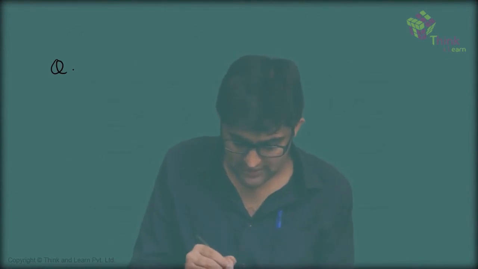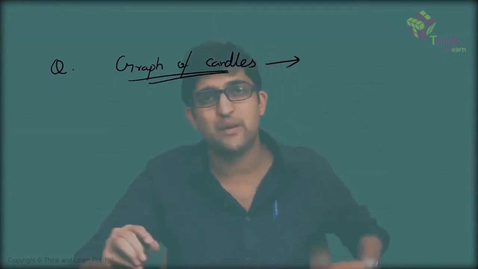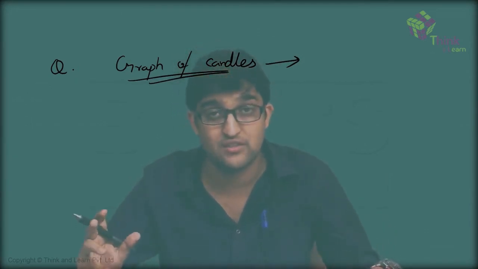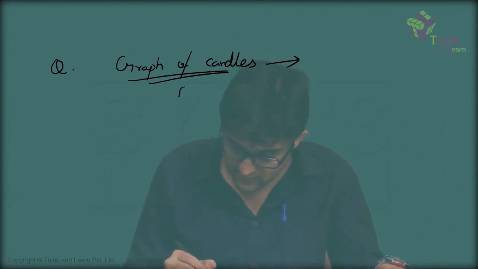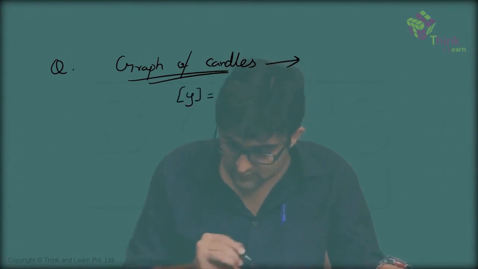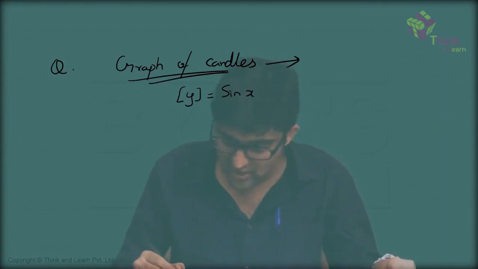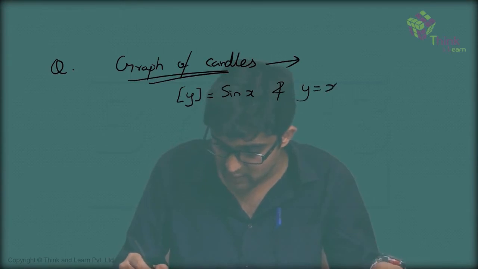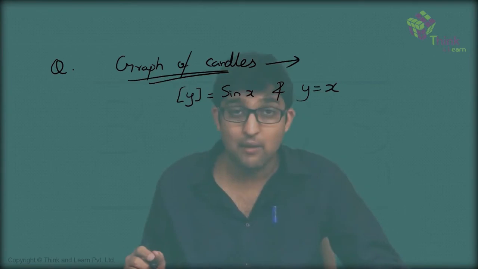Let's look at another interesting question. This question is called the graph of candles, and is a pattern which has got huge application in investment, in banks, in stocks and investment analysis and all. So the question is something like this: greatest integer of y is equal to sine x, and you have a second function y is equal to x. My question is, how many points of intersection are there? The graph of candles comes out of this question.